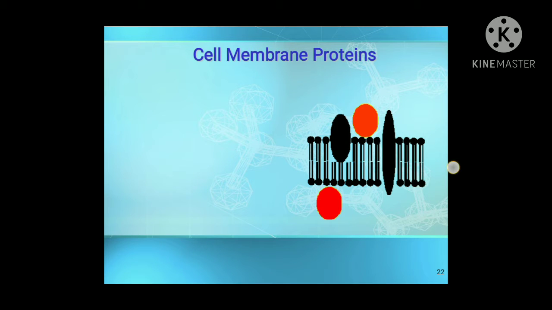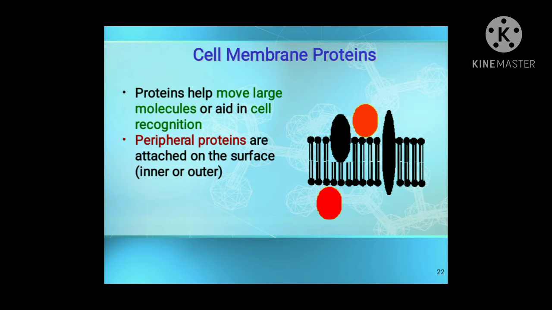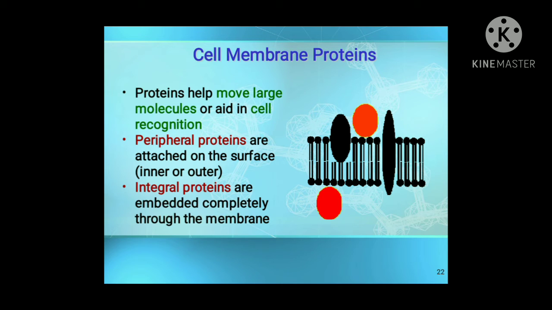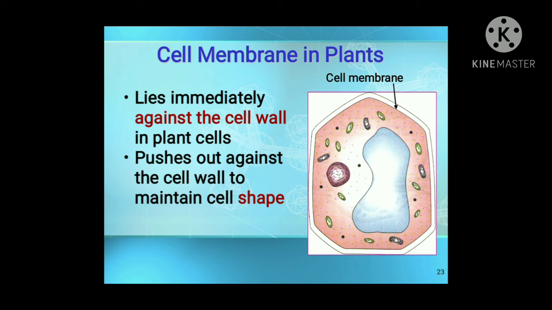Cell membrane proteins. Proteins help move large molecules or aid in cell recognition. Peripheral proteins are attached on the surface, inner or outer. Integral proteins are embedded completely through the membrane. In plant cells, the membrane lies immediately against the cell wall. It pushes out against the cell wall to maintain cell shape.